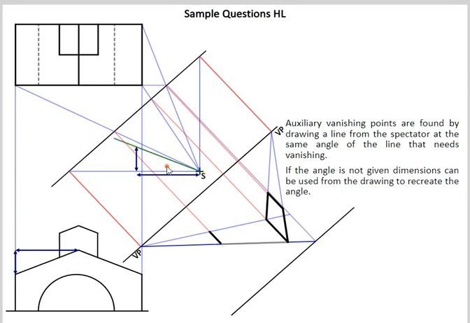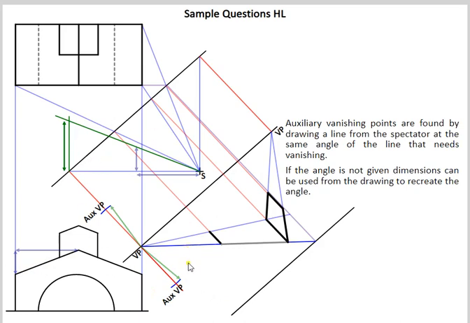So this is our angle, and then continue it on, and then from this point here, from our vanishing point, 90 degrees up. This is our height for auxiliary vanishing point, and again we can mark it directly below as well because the roof is sloping up and down the same angles.